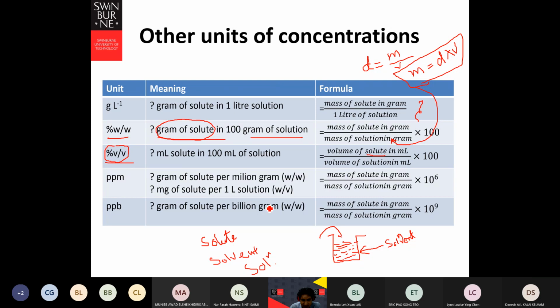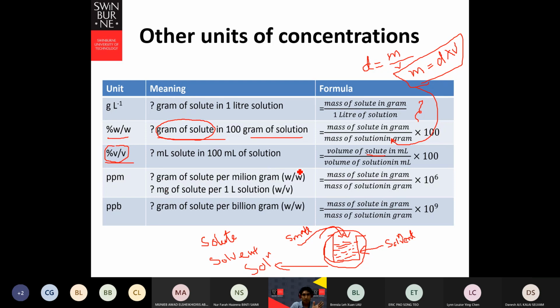I am adding some solid or maybe liquid. It doesn't matter if it's solid or liquid. I am adding something, a very small amount, and that is the solute. The solute will always be added to the solvent. And the whole thing after being added becomes the solution. So solute is always a small amount. Solvent is always a big amount. All right, so this is the volume by volume.